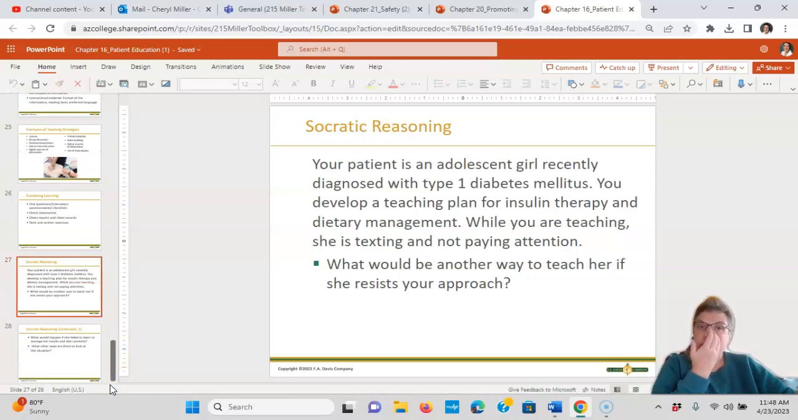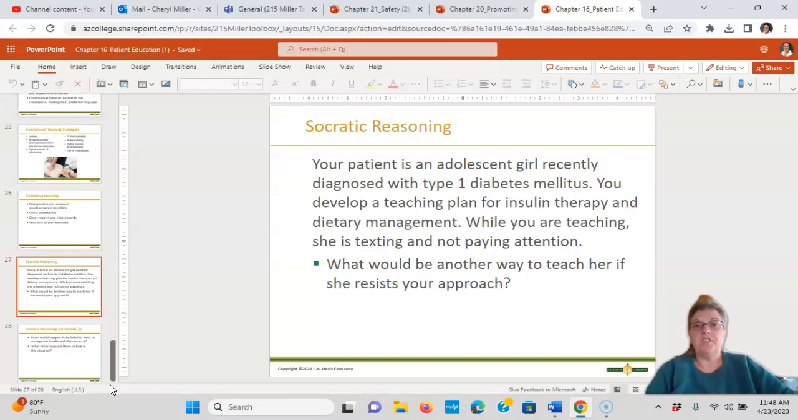Last couple slides. Your patient's an adolescent girl, recently diagnosed with type 1 diabetes. You develop a teaching plan for insulin therapy and diet management. While you're teaching, she is texting and not paying attention. What would be another way to teach her if she resists your approach?